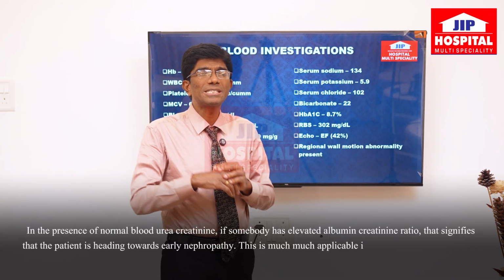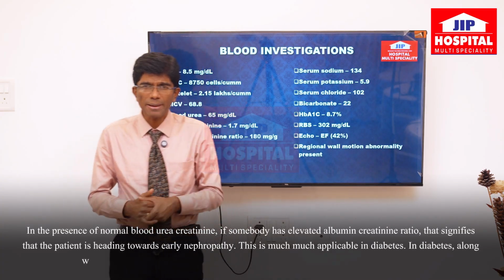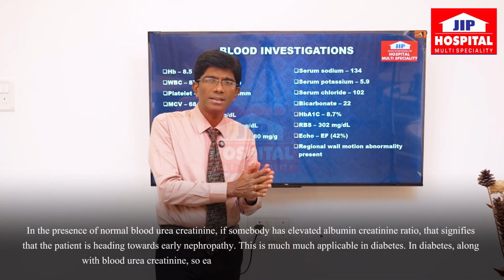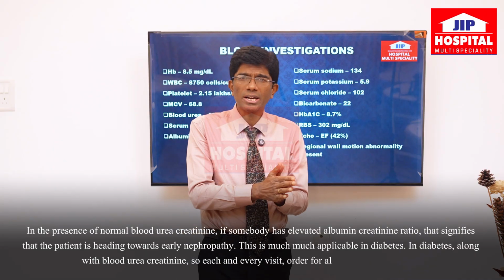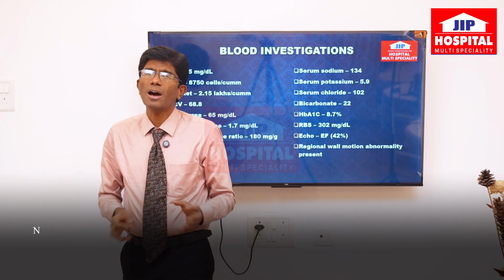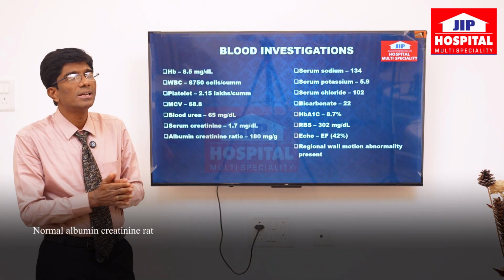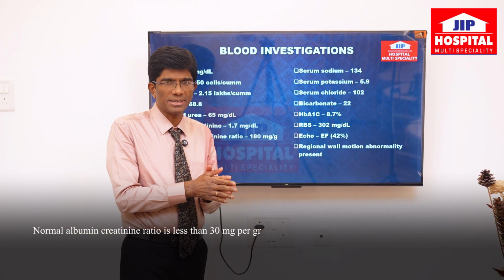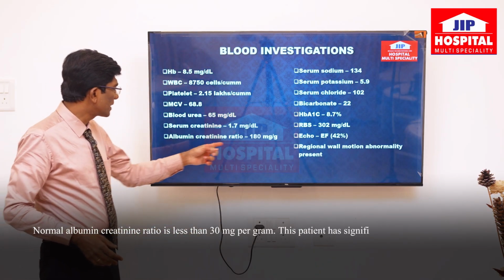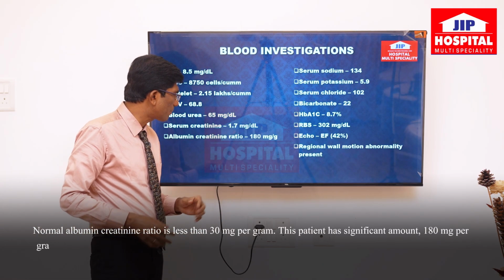This is much applicable in diabetes. In diabetes, along with blood urea creatinine, on each and every visit, order an albumin creatinine ratio. Normal albumin creatinine ratio is less than 30 milligram per gram. This patient has a significant amount, 180 milligram per gram.